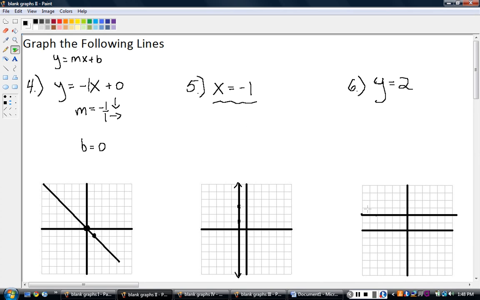Alright? So those are the 2 special cases. We've seen those before, so just try and remember. Y equals some constant, slope of 0 from previous chapters, horizontal line. X equals some constant, slope undefined, vertical line. Okay?